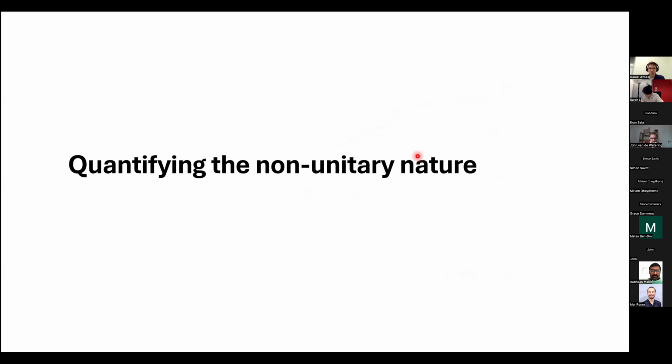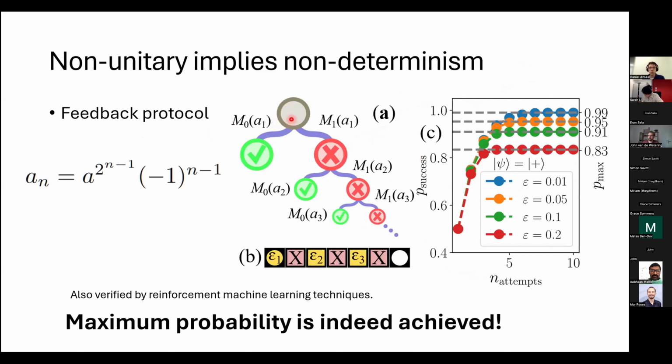Okay. So now how can we maximize and quantify this non-unitary nature? What we can do is something like this. If I got this M0, okay, so this is a correct measurement. So great, I end up. If I got M1, I now try to kick the state twice the time in the correct direction. So it's like a random walk, here you go in the wrong direction, so you now need to go twice in the correct direction. But if I go again in the wrong direction, I now need to multiply it by two again. So this is basically what happens here.